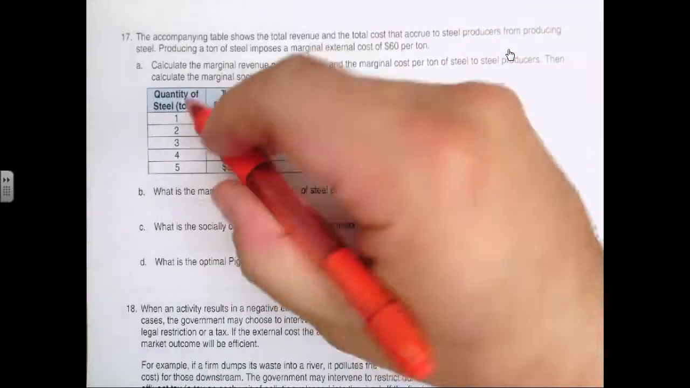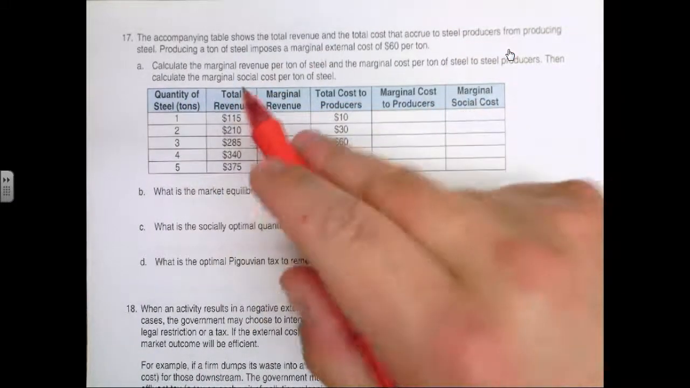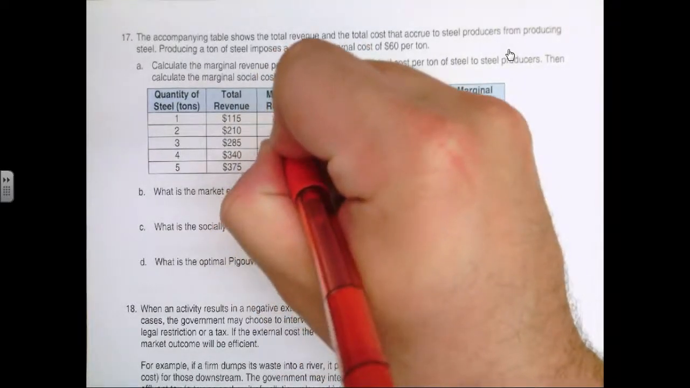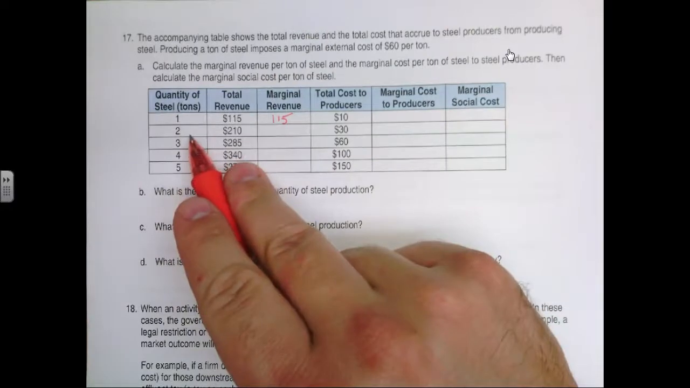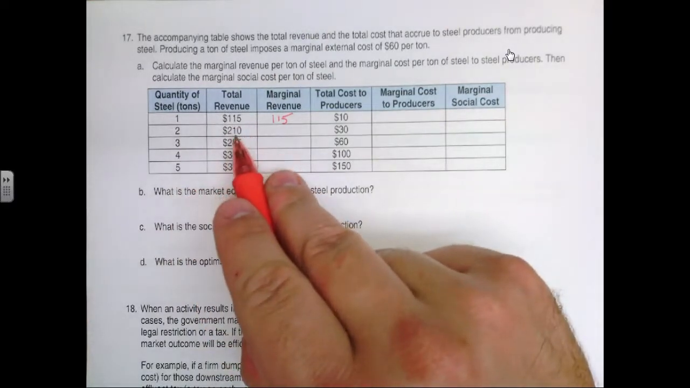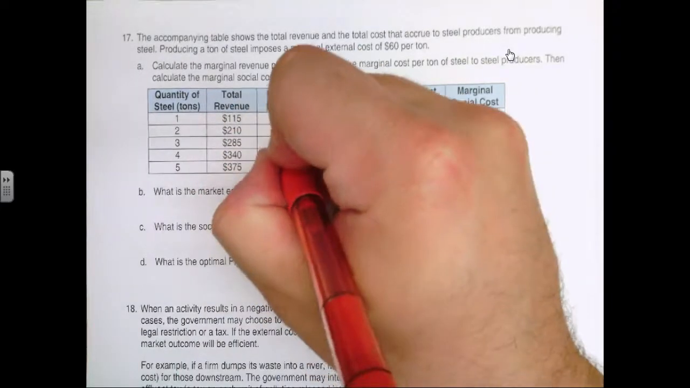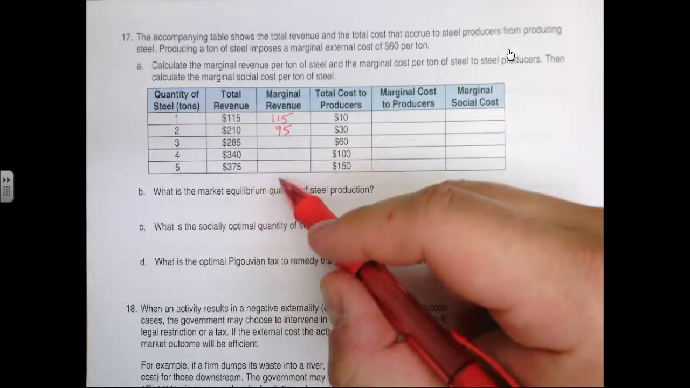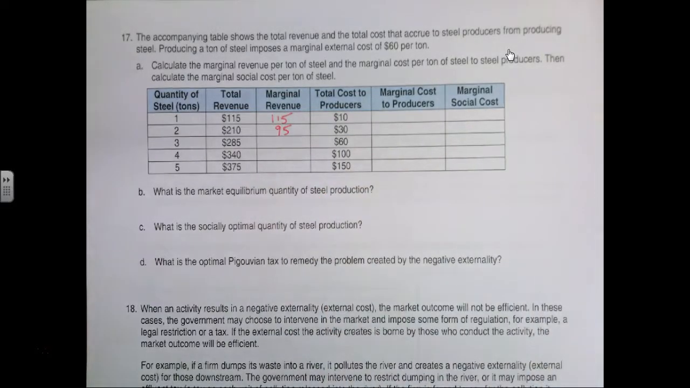So the marginal revenue, when I go from 0 tons of steel to 1, I'm going to go from 0 revenue to $115. So the marginal revenue is $115. When I go from 1 to 2, I go from $115 in revenue to $210. And the difference there is $95. And we keep going down using that process. And when we do, here are the numbers that you get.